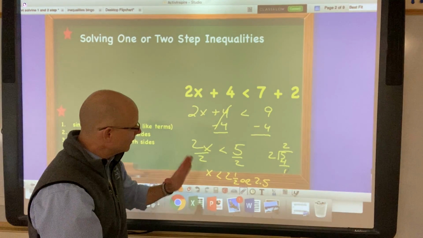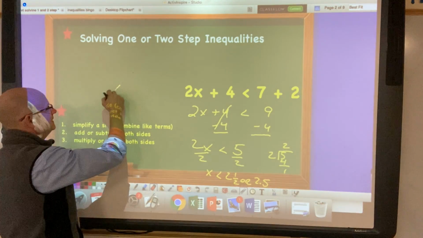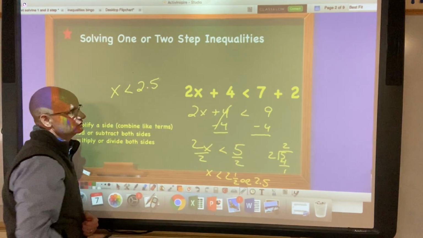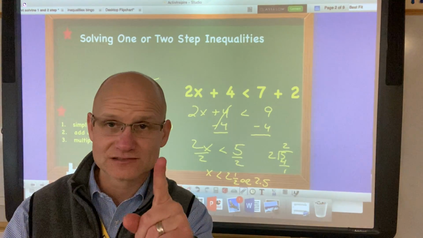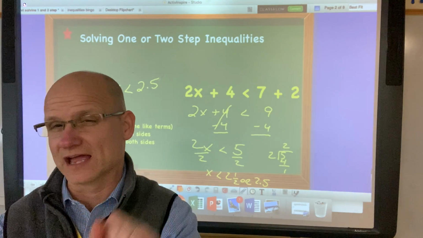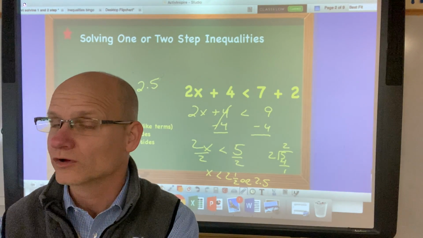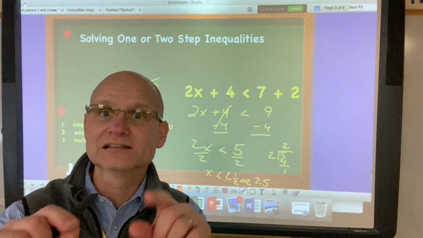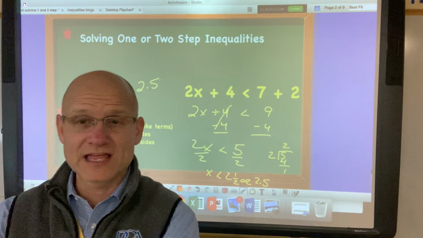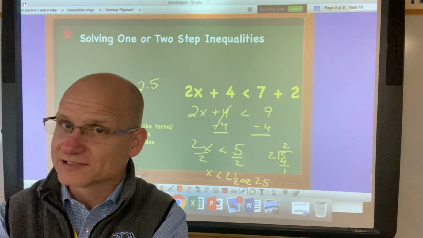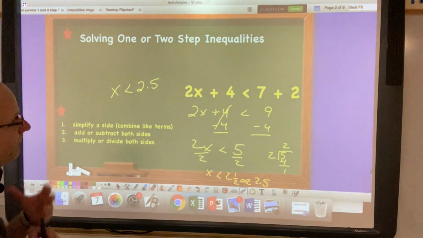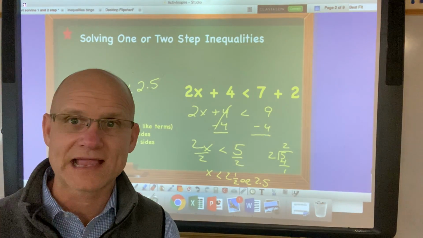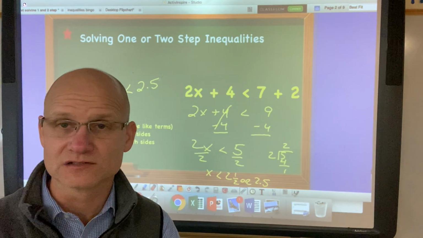So what does this mean? The answer we are saying is x is less than 2.5. So could x be 1? Yes. Could x be 0? Yes. Could x be 3? No. So x is not 2.5, x is less than 2.5. There are multiple answers, but it's got to be less than 2.5, okay? So what did we learn here? We're just solving it the same way as we solve equations.